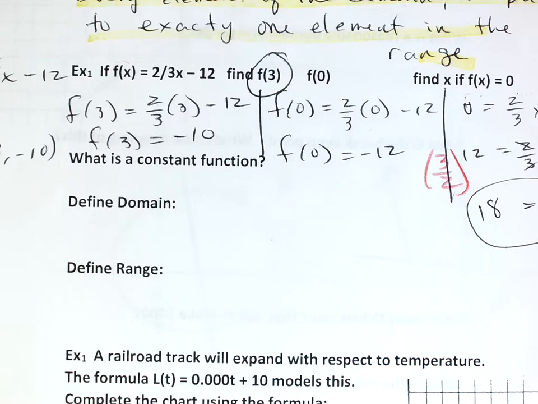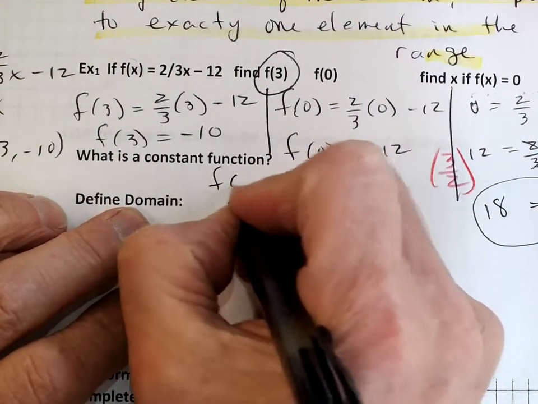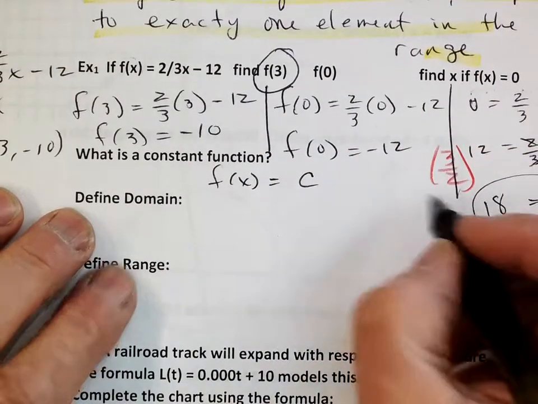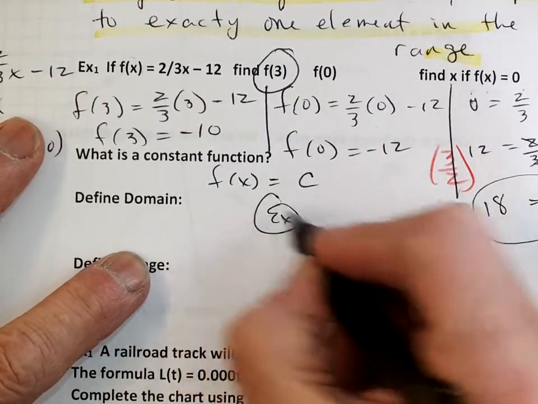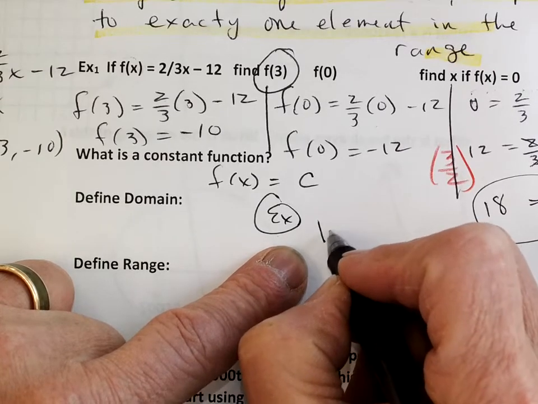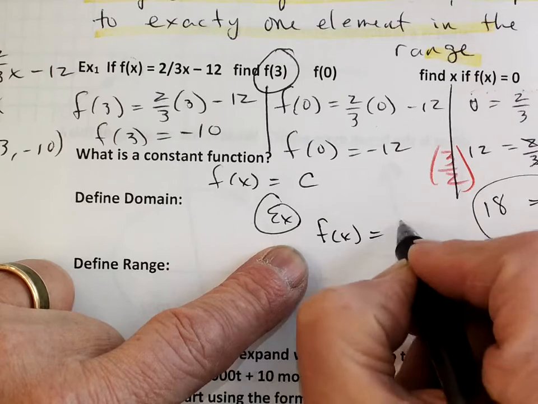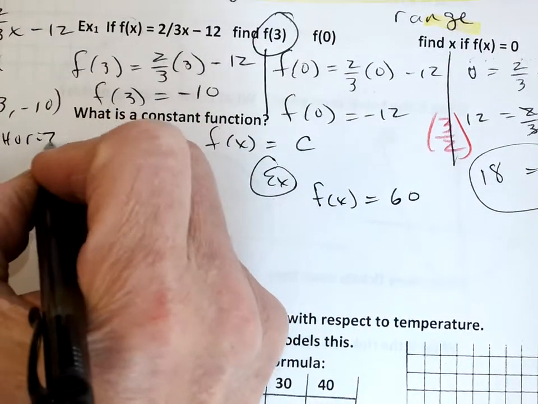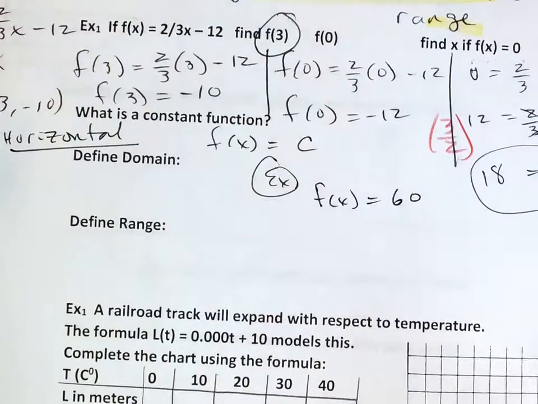So one way to write that is, a constant function would be f of x equals c, and they like c because c is any number. As an example, we could have f of x equals 60. That could be 60 miles an hour. They are horizontal graphs. So a constant function is a horizontal graph.